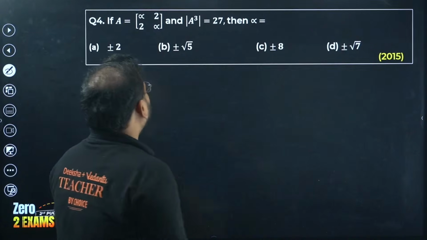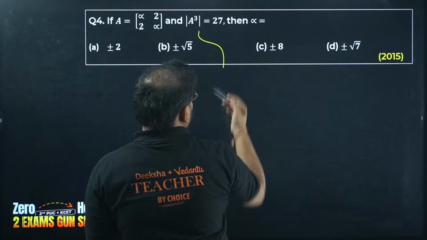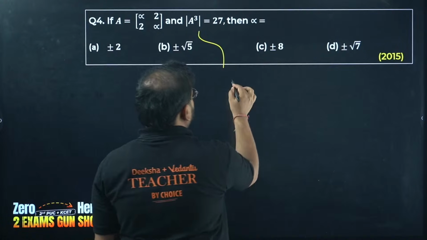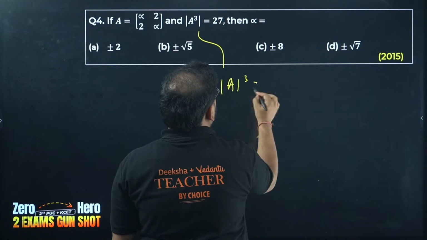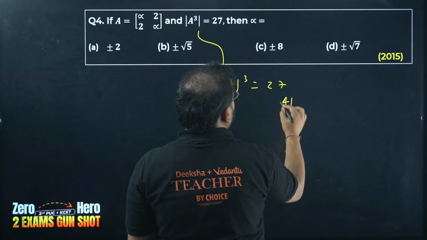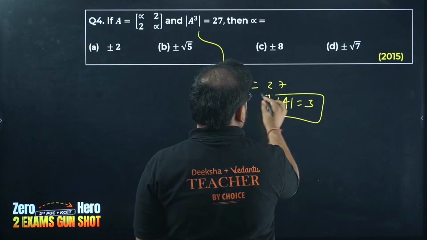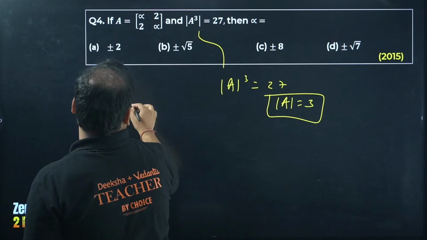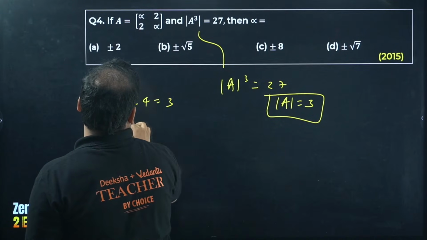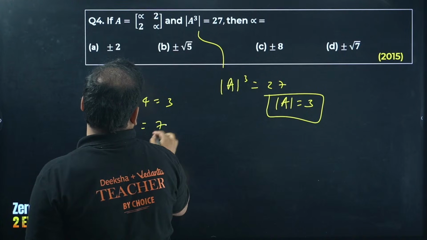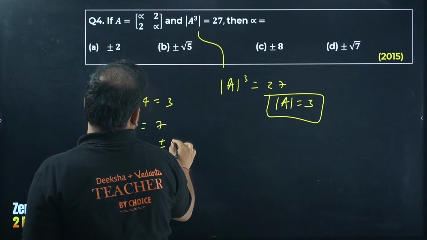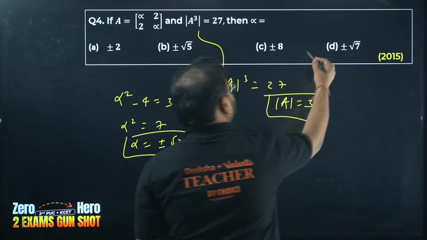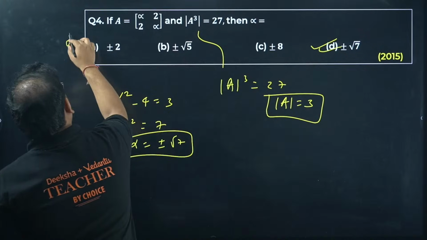In this question we have a property that whenever the power or index is given for the matrix, you can take the same for the determinant also. Determinant of A power 3 will be equal to 27, and determinant of A will be 3. Starting from here, you get alpha square minus 4 equal to 3. It means alpha square equals 7. So alpha equals plus minus root 7. Option D. Fourth one is option D.